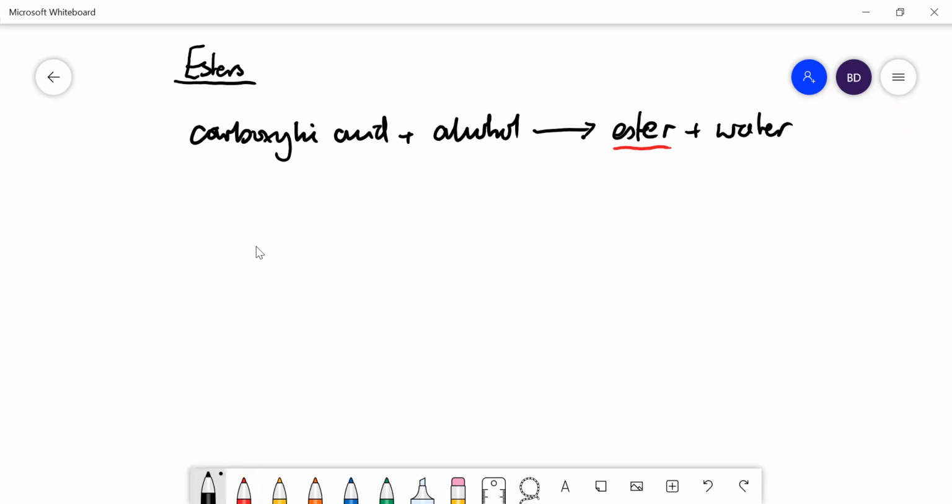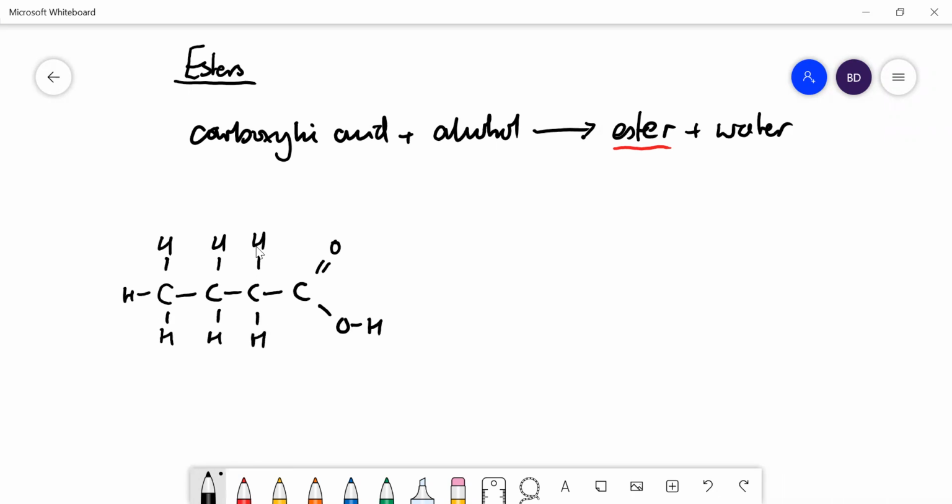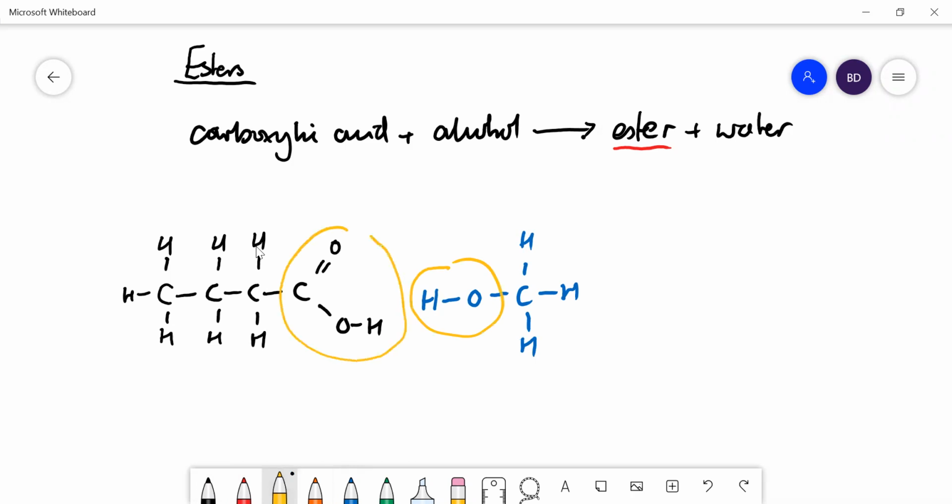Let's draw butanoic acid, say. So there's the carboxylic acid functional group. Put the hydrogens on it. And we're going to react that with methanol. Now I'm going to draw methanol like this. I'm going to draw the alcohol group facing the carboxylic acid. Quite often you put it on the other side, but because it's going to react, this alcohol group is going to react with that carboxylic acid group. So I've put the two together there.